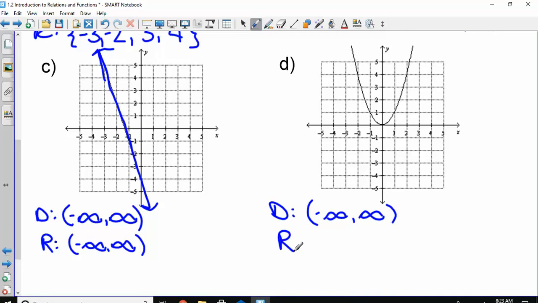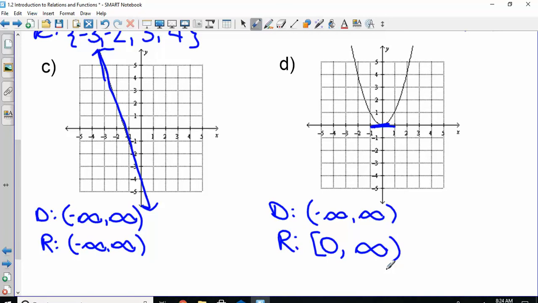Okay, my range, talking about my y's. If I'm looking from the bottom up, I'm not hitting anything down here, but right here my graph starts at 0. It touches it, so 0 gets a bracket, comma, then it goes up forever and it never stops, so that would be infinity. Any questions there?